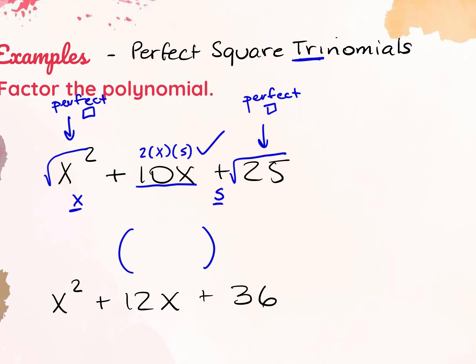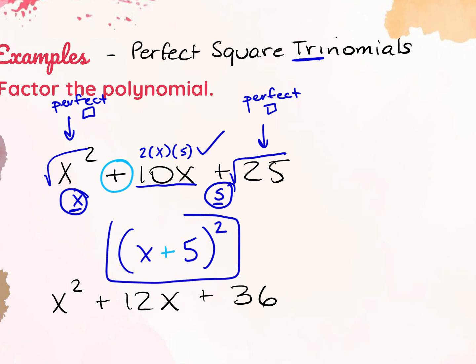So in the parentheses, we're going to put x and 5. And always whatever the sign is in the middle. So we have a plus sign in the middle, so that's going to be a plus sign in the middle of our answer here. And our parentheses are squared. So we have x plus 5 squared.